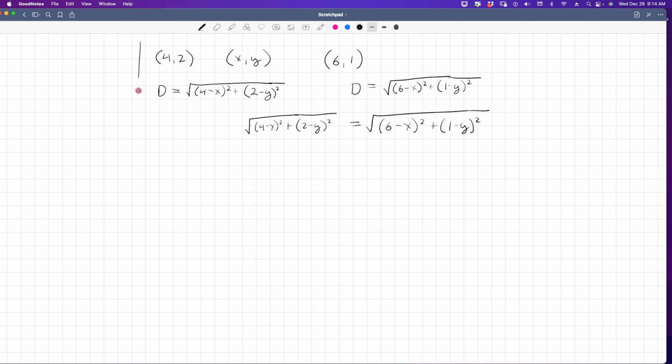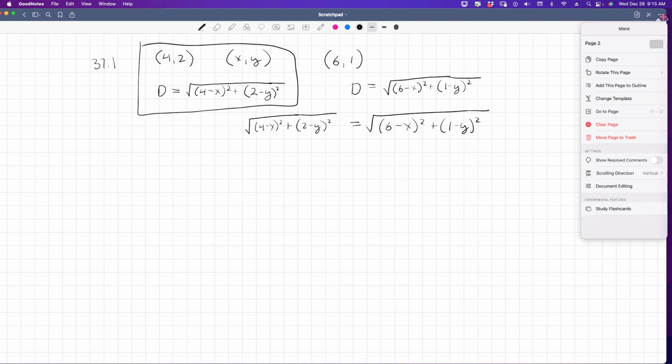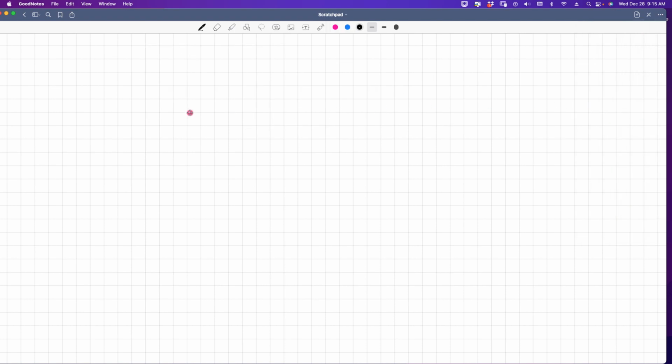So this right here, this was 37.1, and that was just illustrating how we would write the distance formula for something where we know one point but we don't know the other. This is how we would write it. So let's look at 37.2 and see what it is asking us to do. All right, let me clear this for us. So we have 2 points that are given to us. 37.2 says we have (-2, -3), and we have (4, 2).